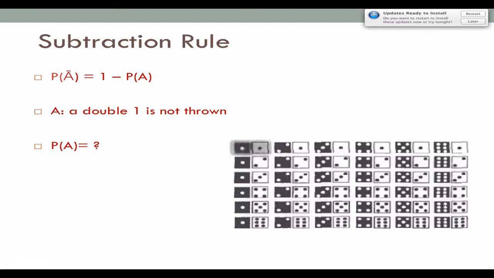Another rule, the subtraction rule. If we know the probability of A, then the probability of A bar, that is the probability of not A, is just 1 minus P(A). This rule is useful because sometimes it's easier to calculate the probability of its complement. Such as, if I ask you, what's the probability that a double 1 is not shown?